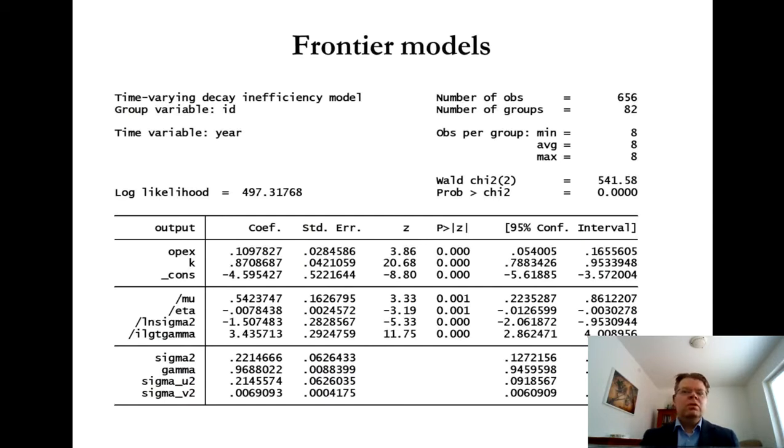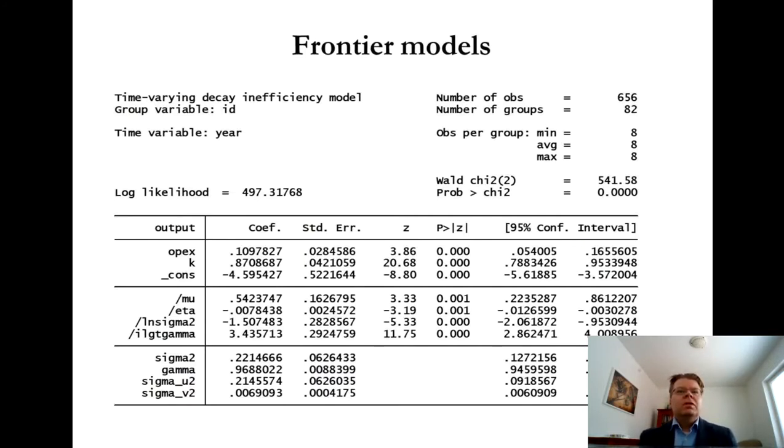So notice that, like I mentioned, it's very easy to experiment with Stata or similar statistical software, with different types of models. If there's some kind of model library, and you have uploaded the data, you can just try different kinds of models. So here are the results of the Battese and Coelli model that I have just estimated as an example.